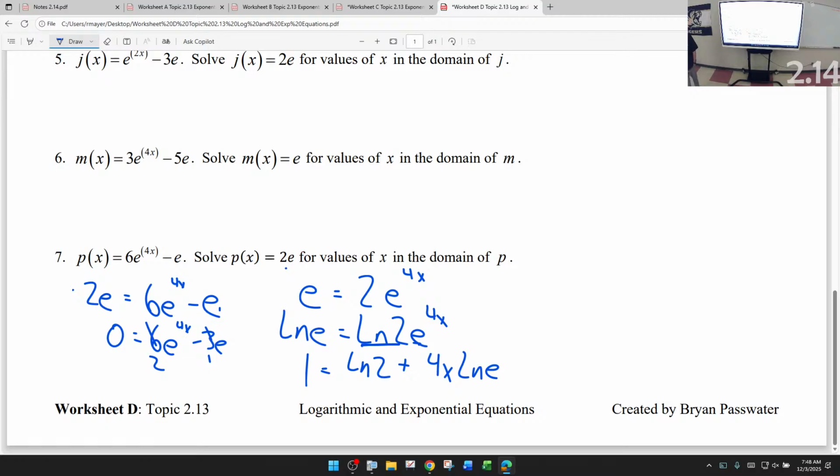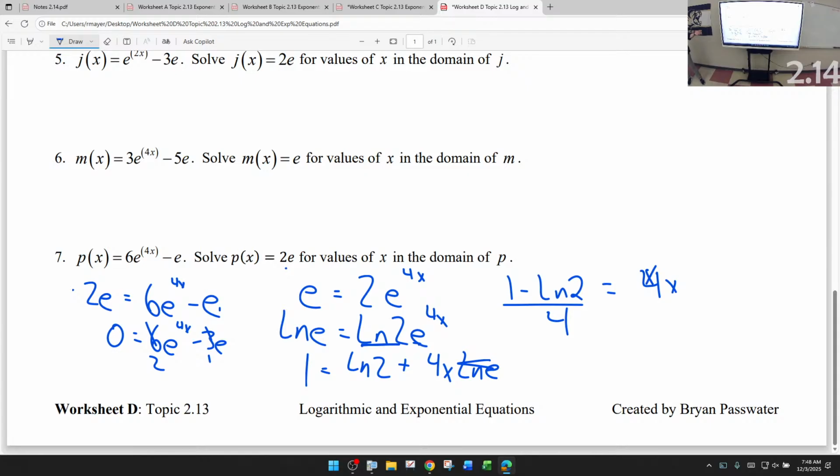Did you work the problem out the way that you were going to do? Yeah. So are you okay to this point? Yeah. Okay. So then right here, I've got to move the natural log of 2 to this side. So I get 1 minus the natural log of 2 is equal to 4x, and this is just 1. And then I'll just divide it by 4.